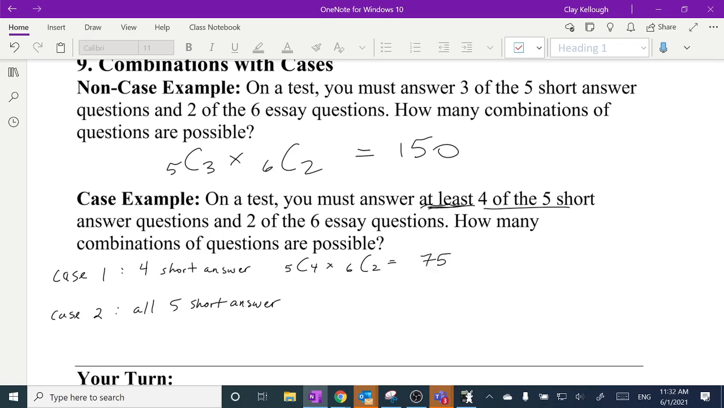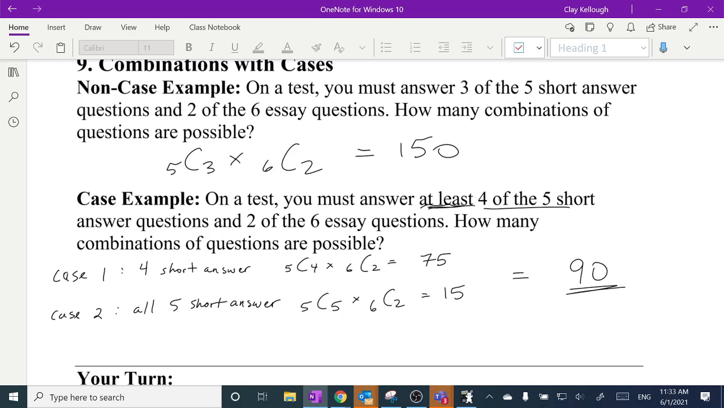If I answer all 5 short answer, hey, we've seen this before. What happens when you do n choose n? You get 1. So this is just basically 6 choose 2, which is 15, right? 6 times 5 divided by 2. Add that together, and you get 90 possible cases.